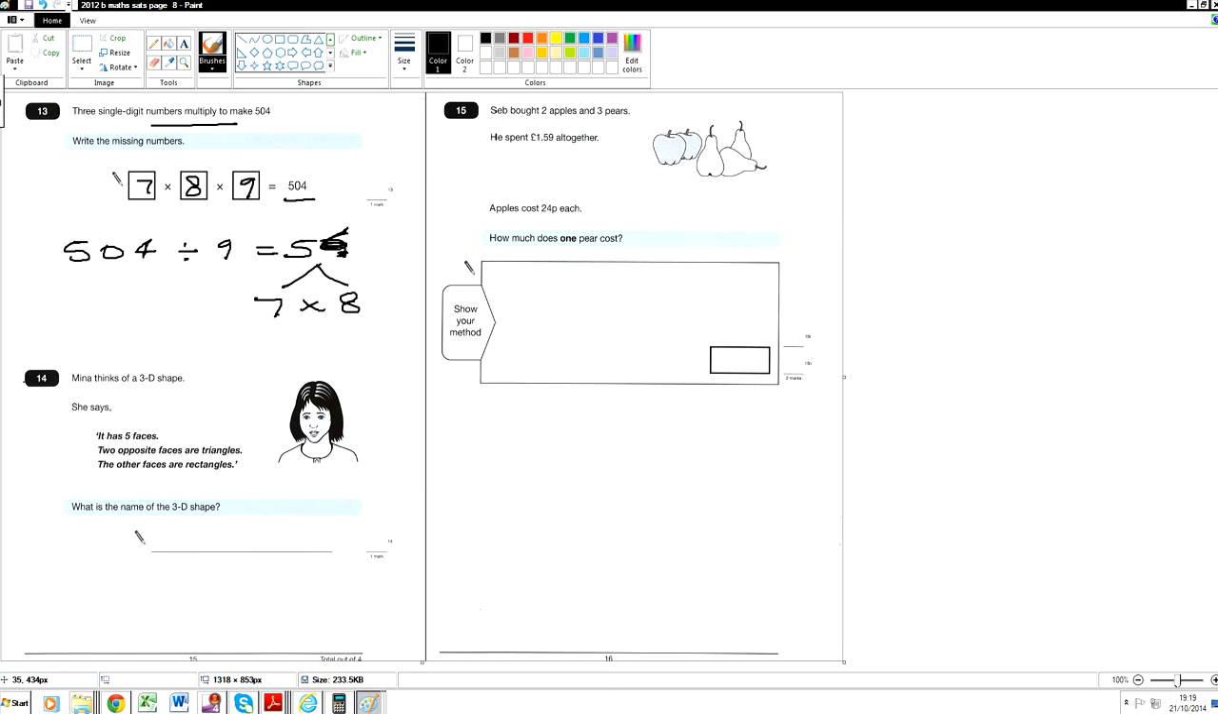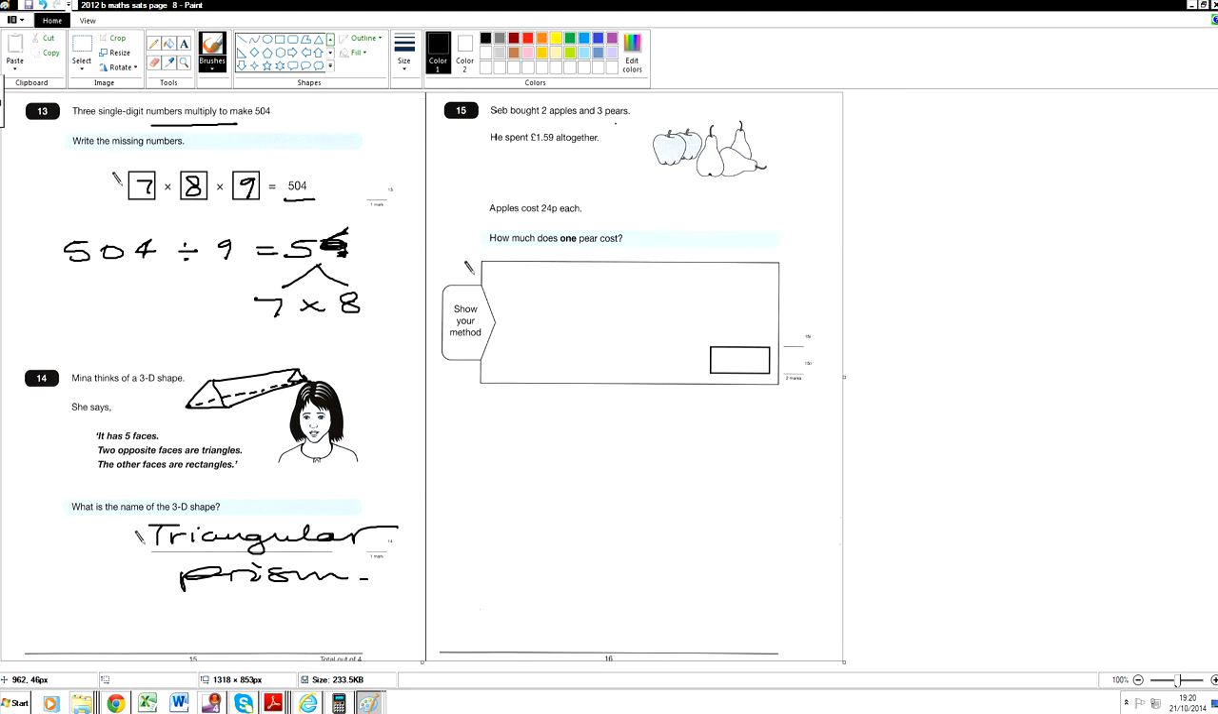Question number 14. Mina thinks of a 3D shape. He says it has 5 faces. 2 opposite faces are triangles. Other faces are rectangles. Could it be a triangular prism? It is a triangular prism. Yes. Okay, lovely. Question number 15. If you want to just quickly sketch that one, it would look like this. Okay, roughly.